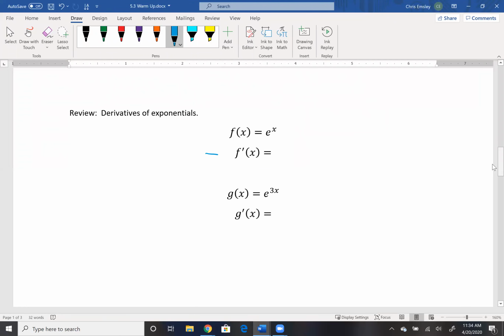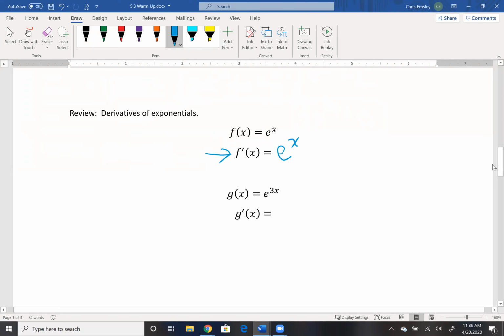Does anybody remember this first one right here? What's the derivative of e to the x? It's almost that easy. It's not natural log of x or x. Natural log is the inverse function. It is just e to the x. That is the one function where the derivative is exactly the same as the original function.